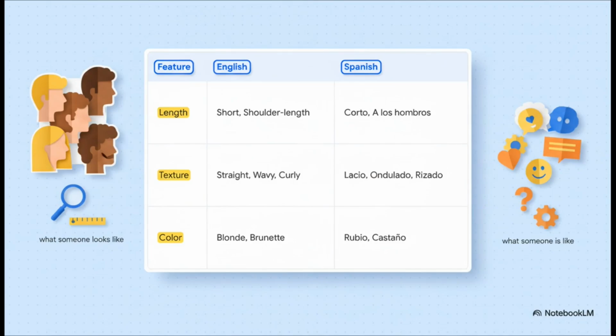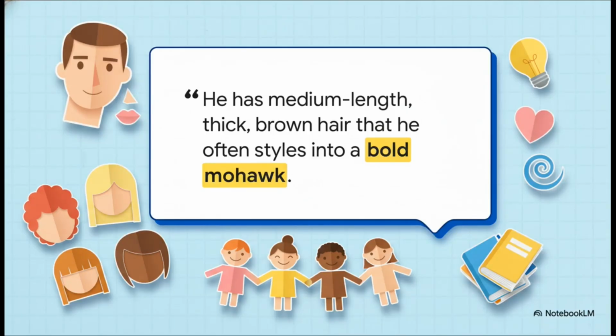All right, next up is hair. And wow, we have a lot of options here. We can talk about the color, like blonde or brunette, the length, anything from short to shoulder length, and of course the texture, like straight, wavy, or curly. And just look at how you can layer all these details together. This example combines length, thickness, color, and even style, the mohawk. It paints a very, very specific picture, doesn't it?